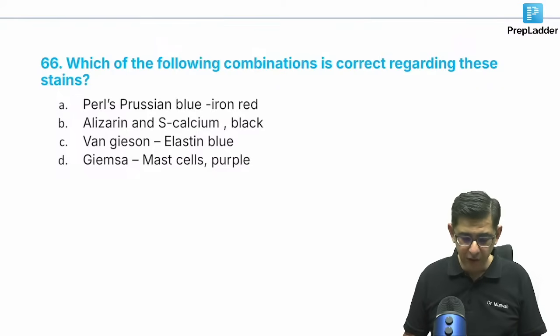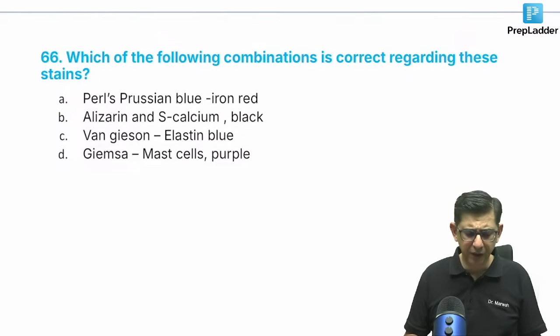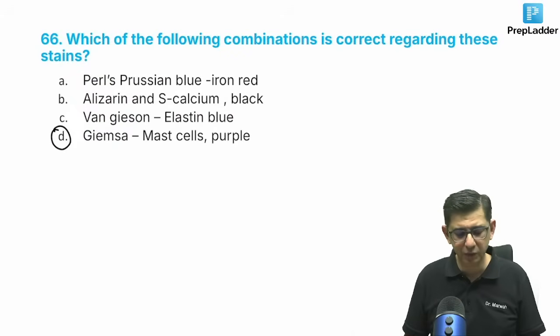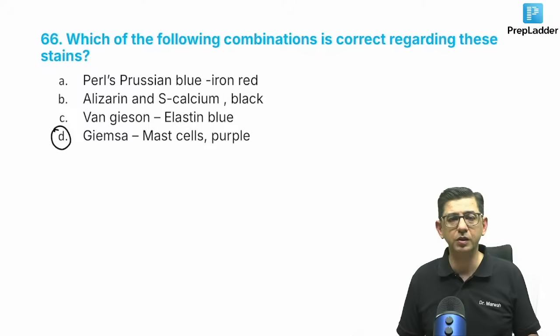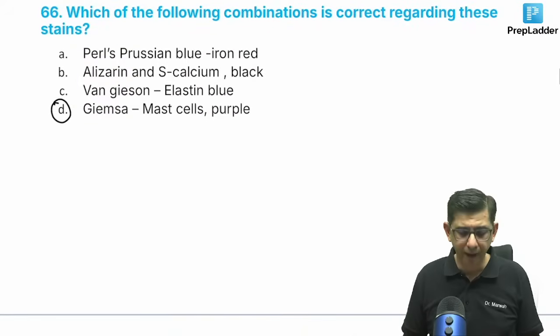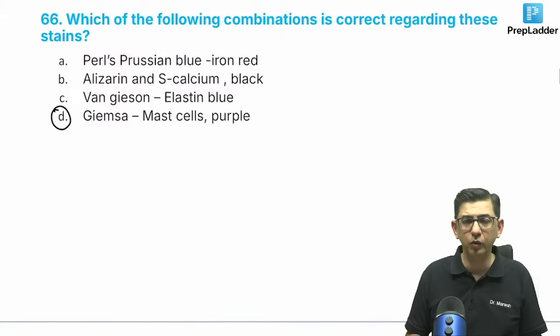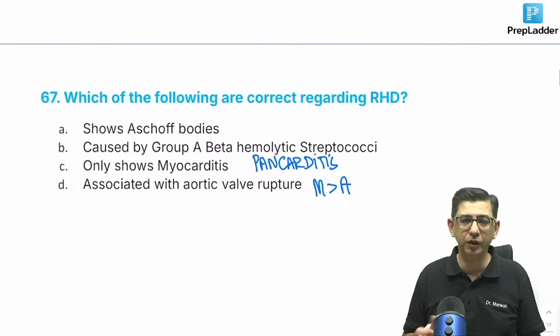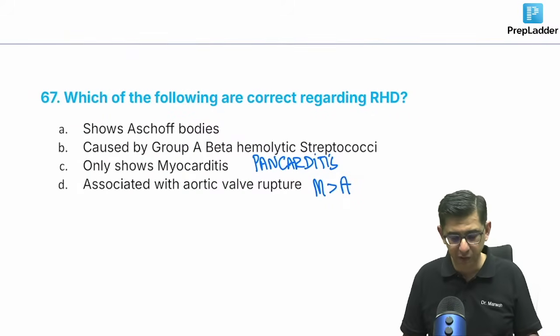Okay, guys, then is the combination which is correct regarding the stain. So Perls' blue would be bluish in color. I don't want to get into the rationale for these. It will take a longer time. So Giemsa mast cells purple is the correct answer for this one. And the logic you can work out for each one of these options subsequently. And you would have listened to the recalls of the various faculties as well.